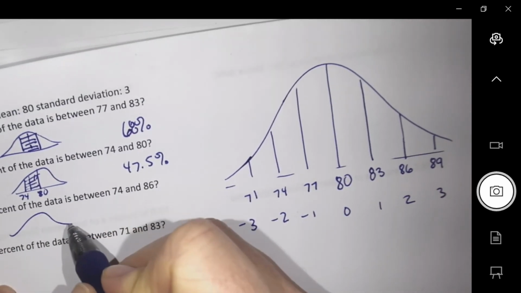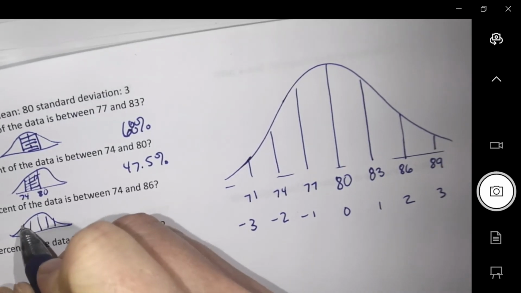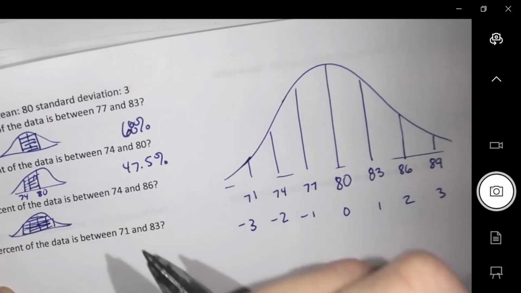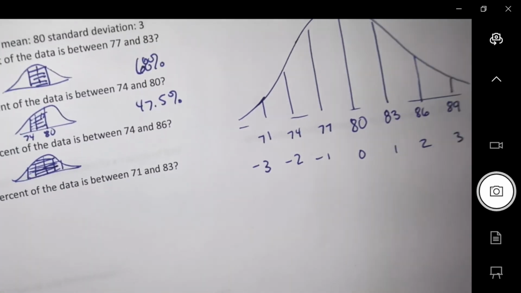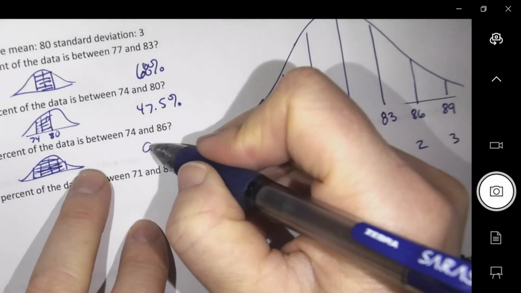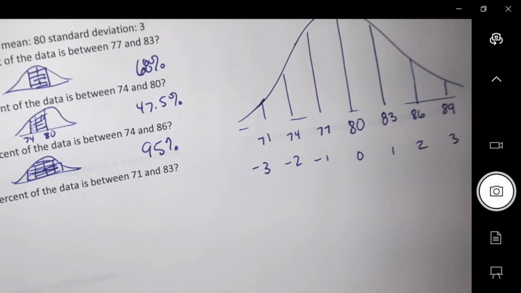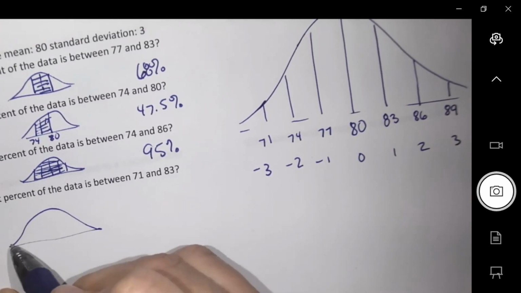Okay, percent between 74 and 86. Okay, this is a larger span. I went 2 lines down and 2 lines above, right? Anybody remember that number? From the -2 to the 2 is 95% of the students scored in that zone. Okay? This is telling me how dispersed my scores are. Okay, we went from a 71 to an 83.